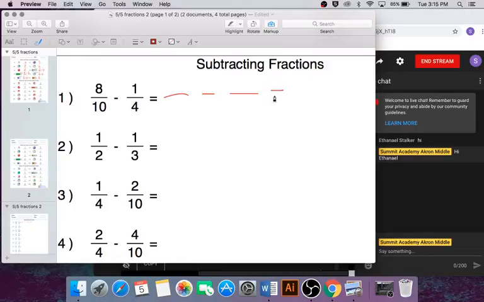So we need to figure out the least common multiple, I'm sorry, of 10 and 4. We can do that by looking at a multiplication chart, looking at the 10 times table and the 4 times table to figure out what number goes into both of them. Unfortunately, I did not have a multiplication chart ready for today, so I'm just going to tell you the least common multiple for 10 and 4 is 20.